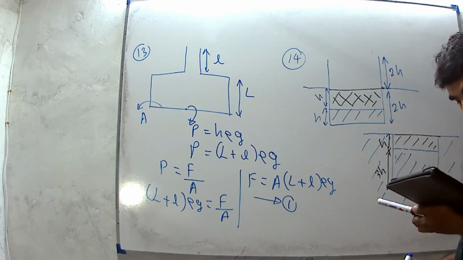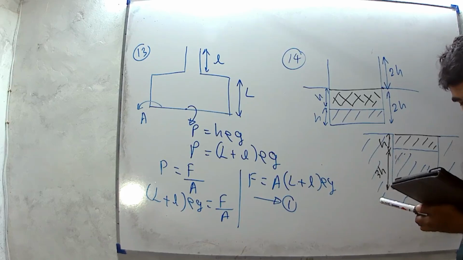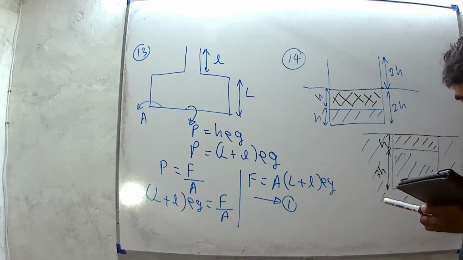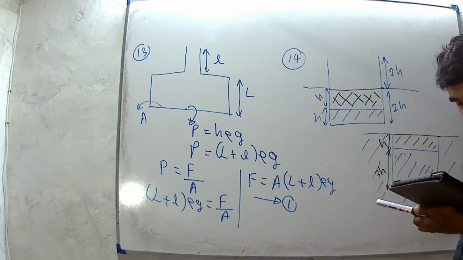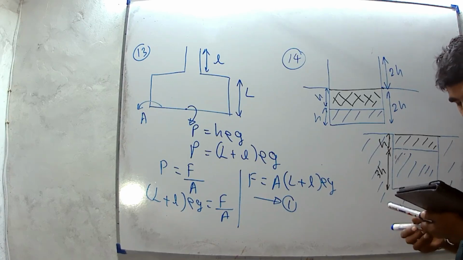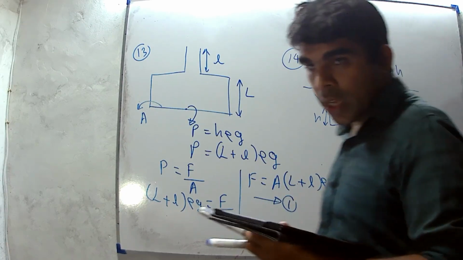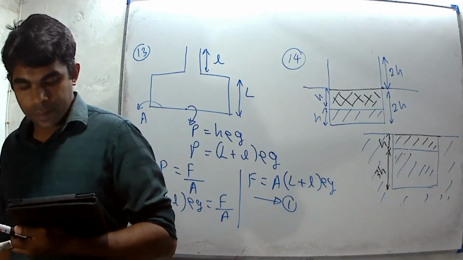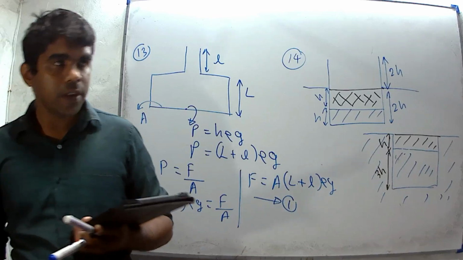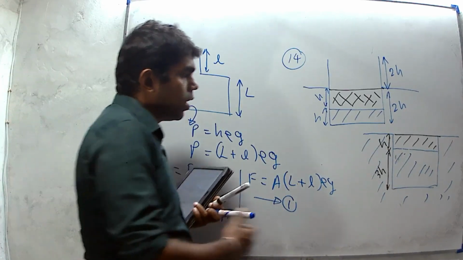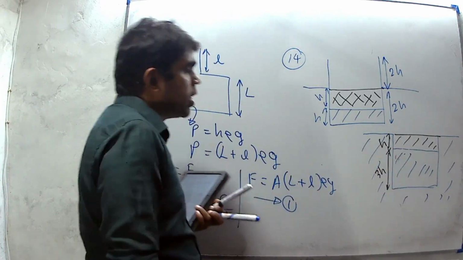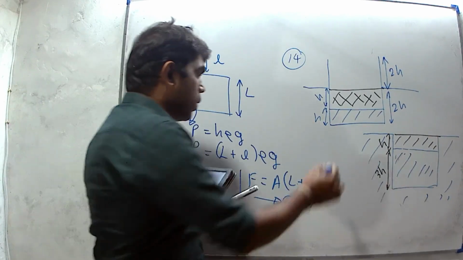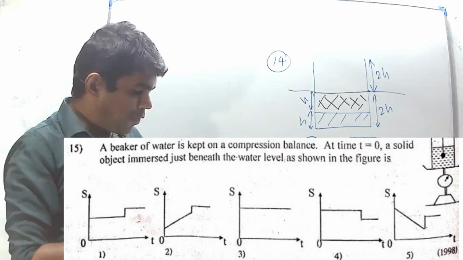Then we have to find the water level inside the cylinder. It has to be raised from h to 3h. The new height should be 3h, the water height inside the vessel. Then the answer is 4 for question 15.